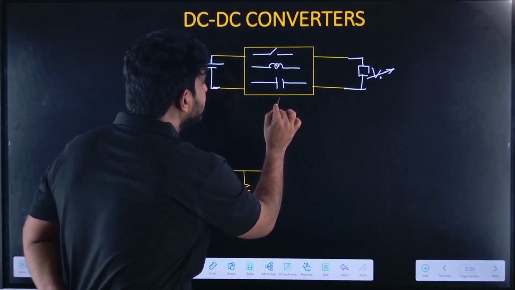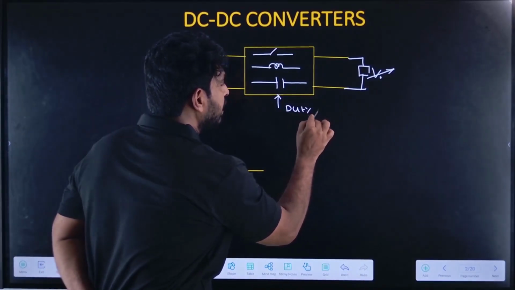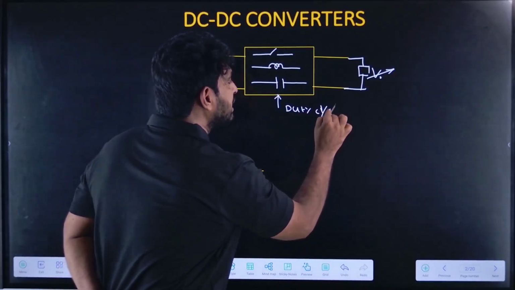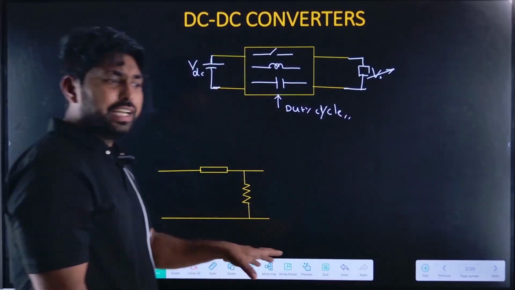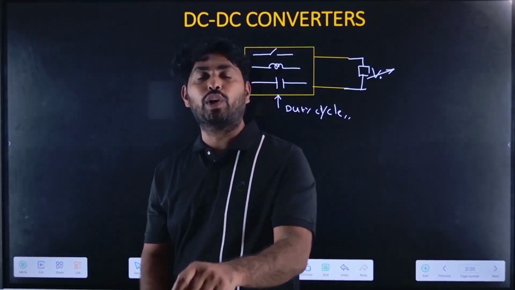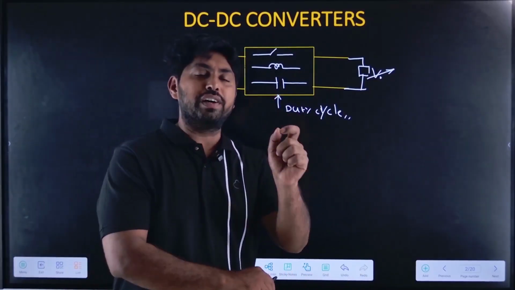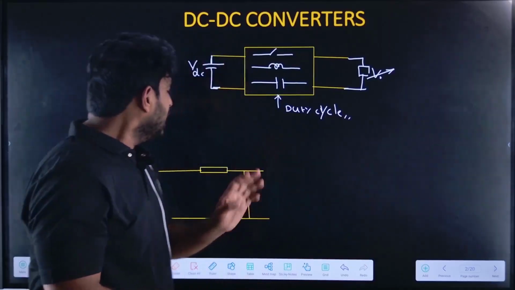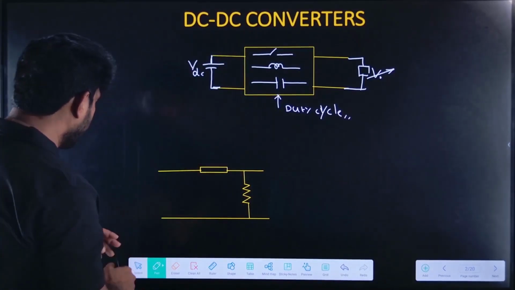And it is a function of the duty cycle. Let us see what is duty cycle and everything in this session. So now what is the definition here? A DC to DC converter converts the fixed input DC voltage into the variable output DC voltage. Here the output voltage is a function of a duty cycle. Right? So now let us see one by one.